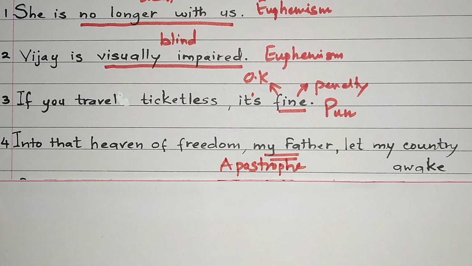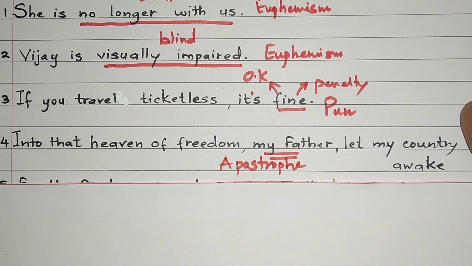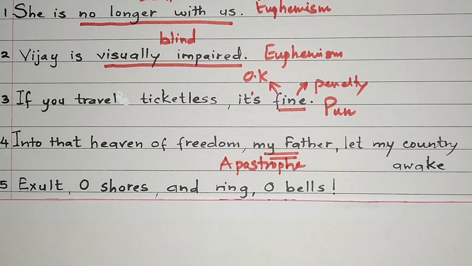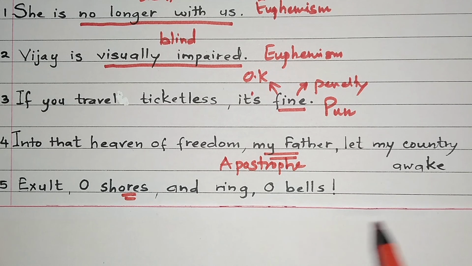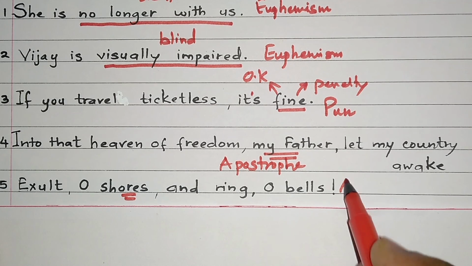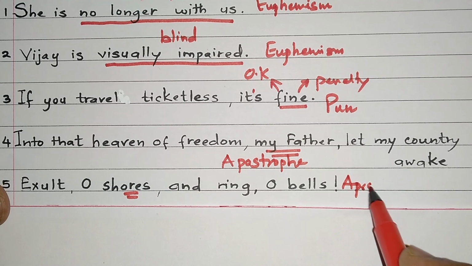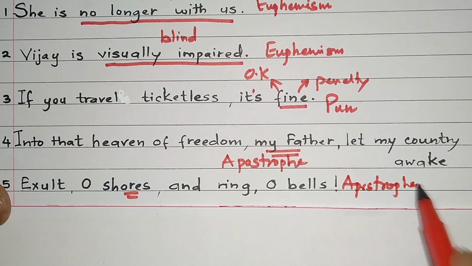God is addressed directly. Next, exult, O shores, and ring, O bells. Here, the shores, that is the land, is addressed by the poet, and therefore the figure of speech is apostrophe. So friends, this was the video on euphemism, apostrophe and pun.